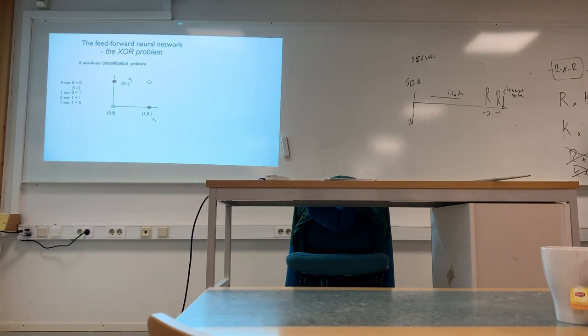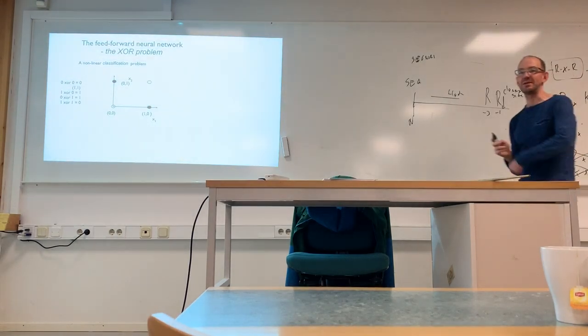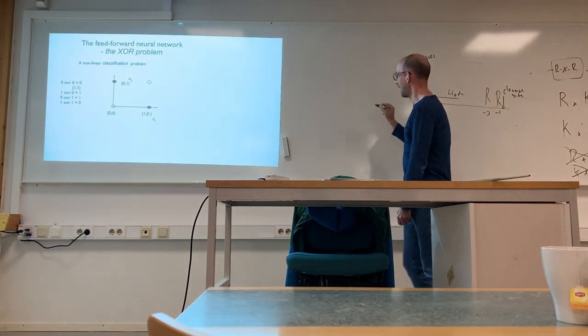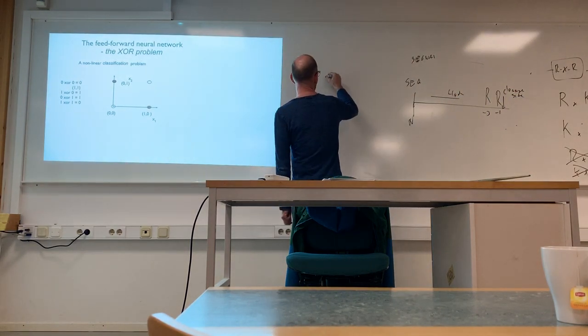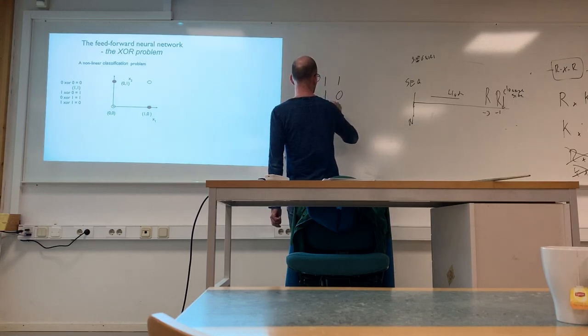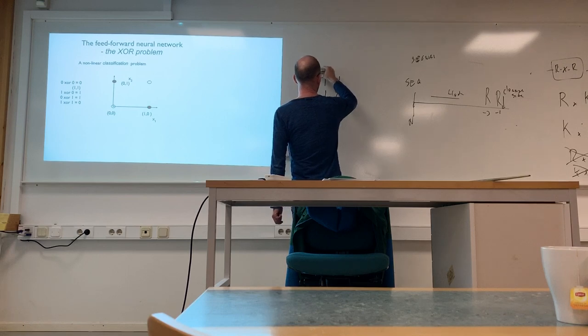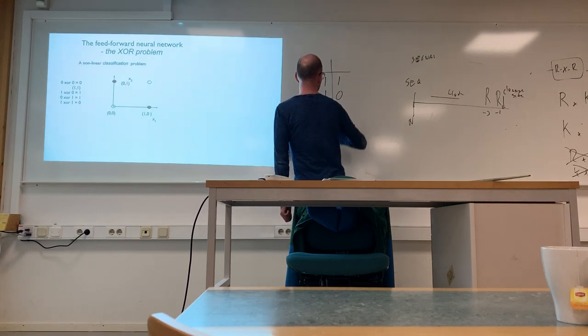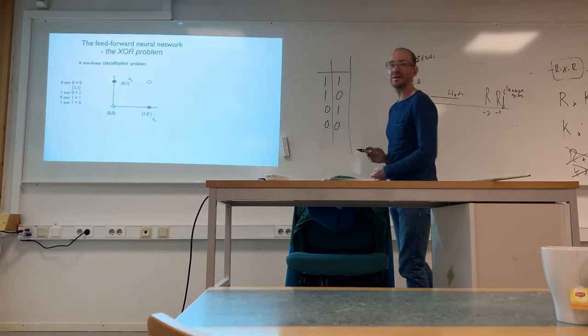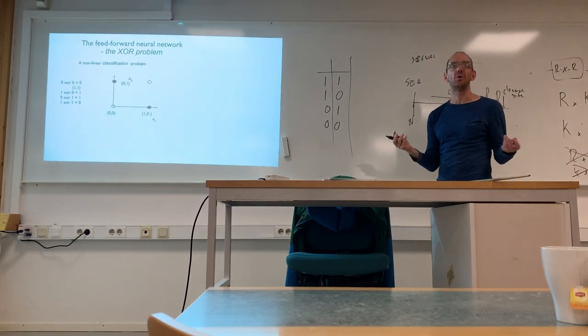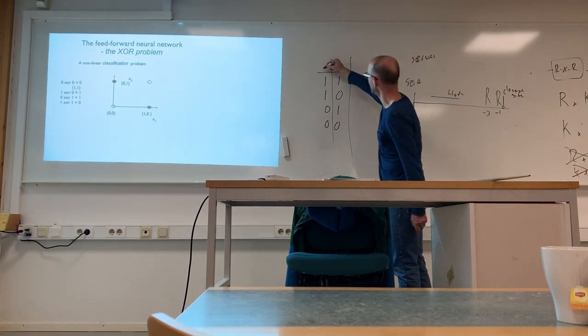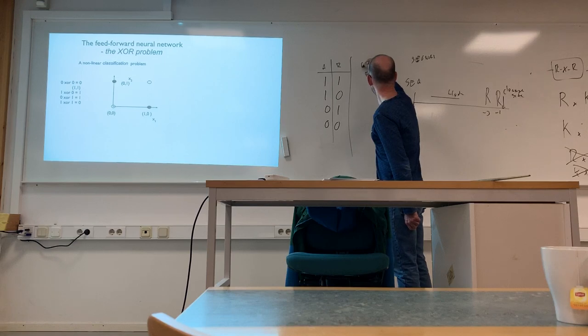So from a logical point of view, this is the XOR problem. Basically, the input and output of an XOR problem, this is just from basic philosophy. You have AND and OR and XOR. So XOR is basically exclusive OR. So if this is A and this is B, and you want to have the output, we want to have 0, 1, 1, 0.